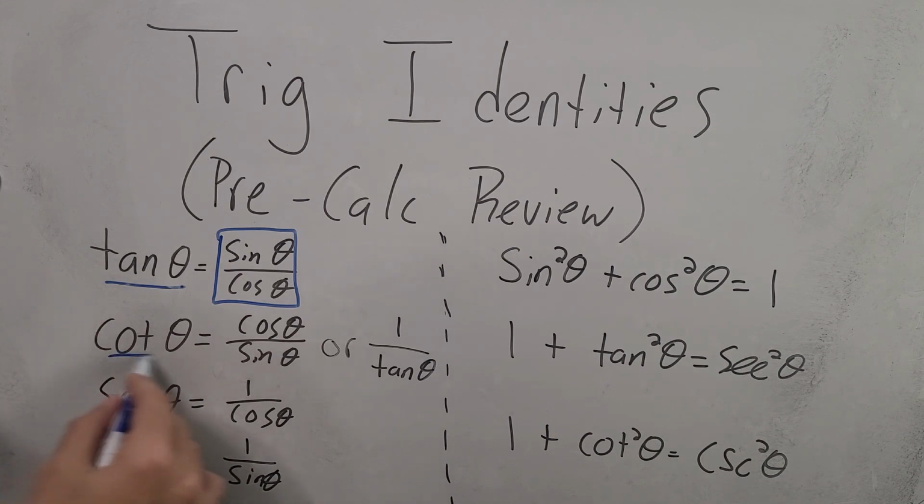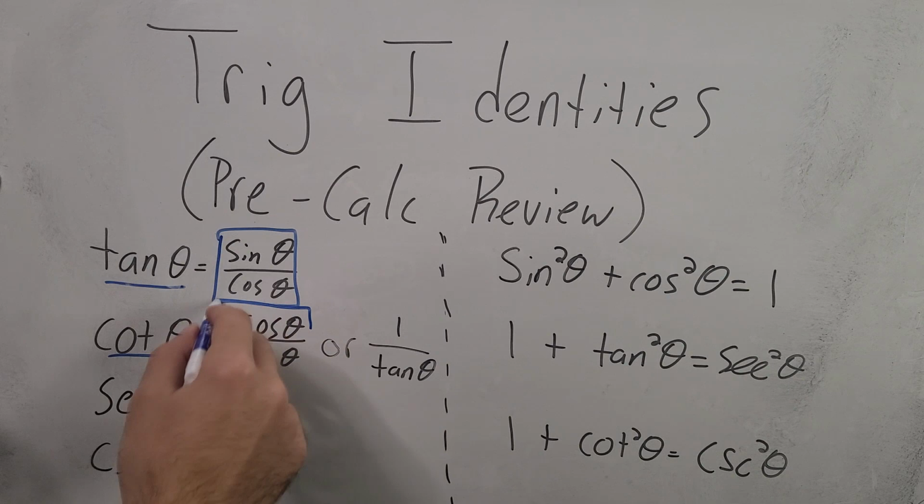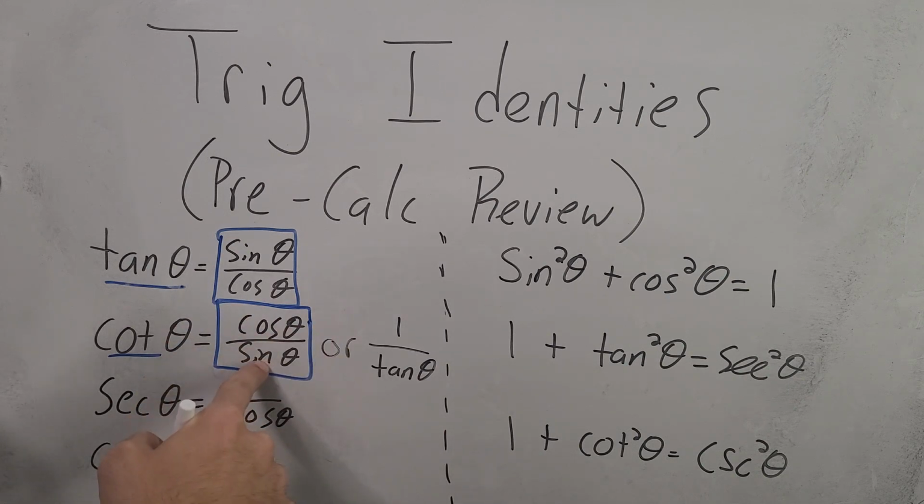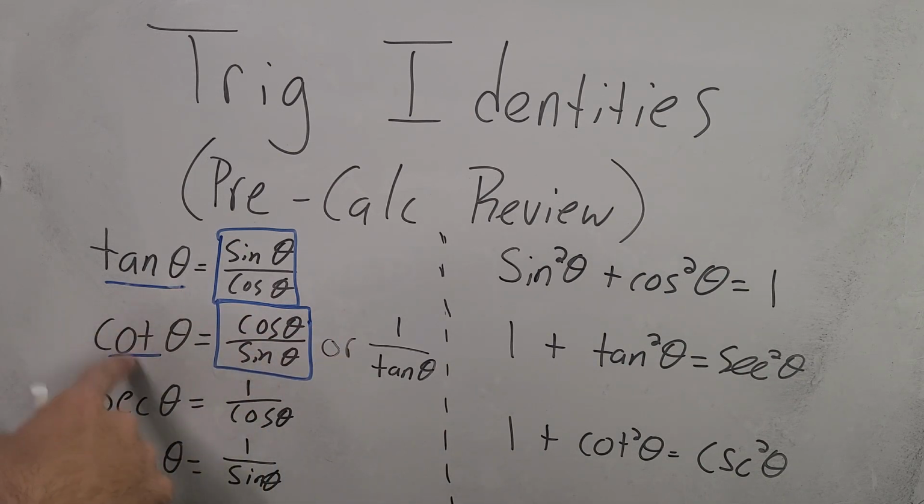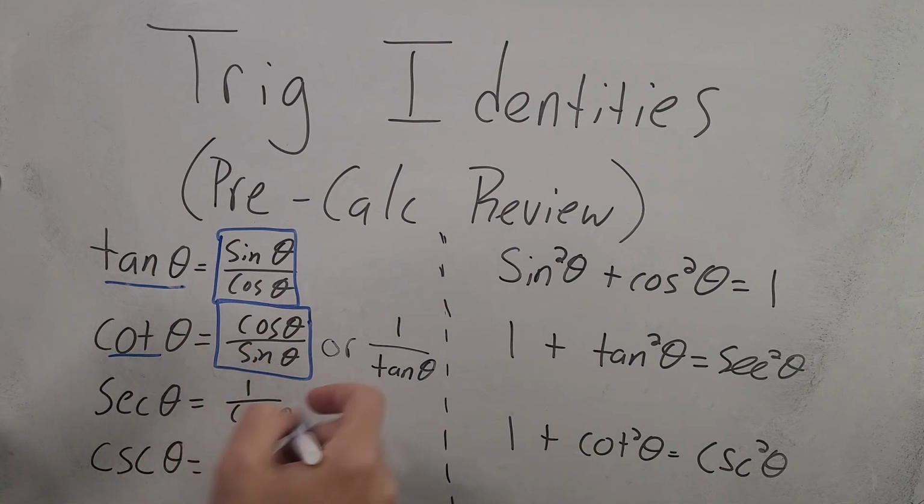Continuing, we have cotangent of theta. That's going to equal the opposite of tangent. You notice how it's cosine over sine? So that's kind of easy to remember. Tangent and cotangent are opposites, which is why I also brought up this: cotangent can also be rewritten as 1 over tangent.